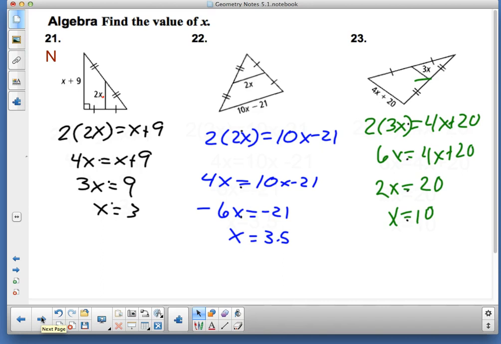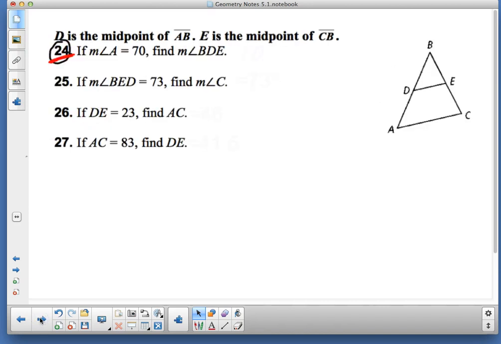Now, flipping the page, look at 24. Keep in mind, we're working with the idea that this mid-segment and the side it is opposite are parallel. Okay? What do you remember about parallel lines with a transversal in angles? Remember alternate interiors, alternate exteriors, same side, corresponding? It's all back. I just got to know which one to use. And people are like, what?